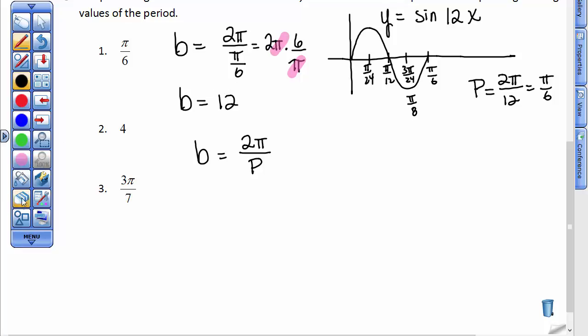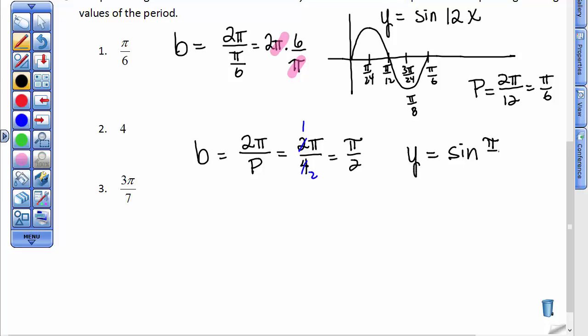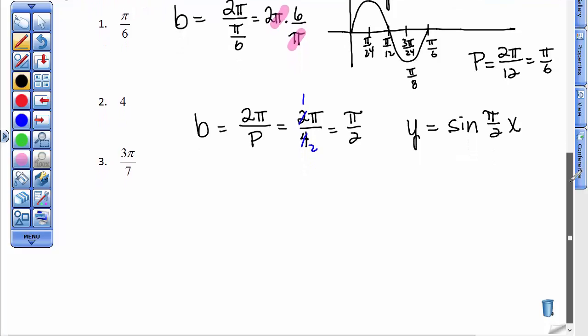Here we are now with a problem where the period is 4, and my b value is found by dividing by the period. So I'm going to take 2 pi and divide it by 4, and I'm going to reduce 2 over 4 to be 1 over 2, which is just pi over 2. And it said write a sine curve, so that would be y equals the sine of pi over 2 times x. You got to have that variable x. That represents your angle, so don't lose that.